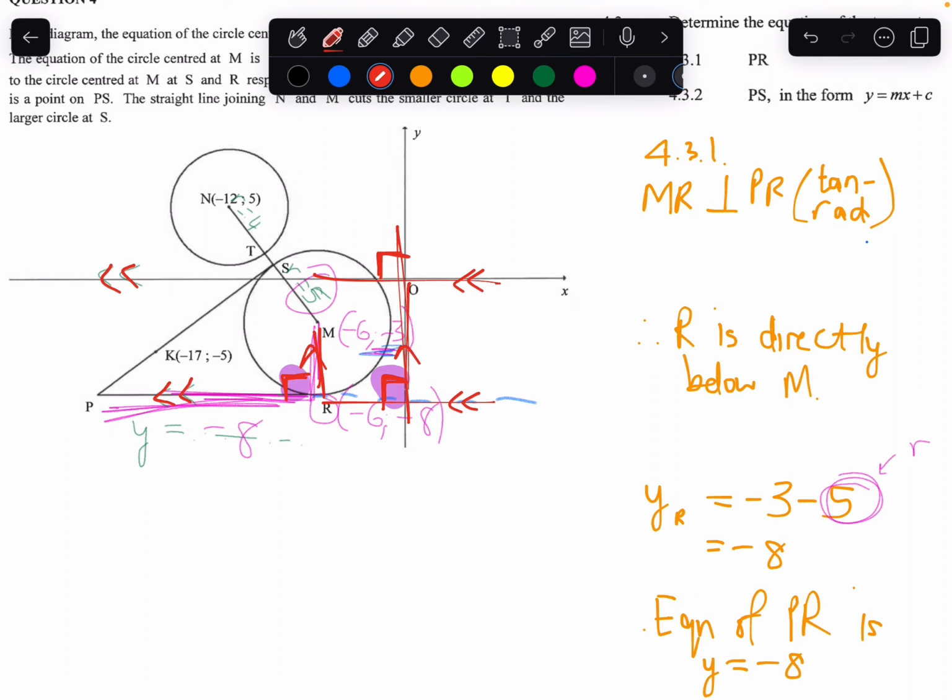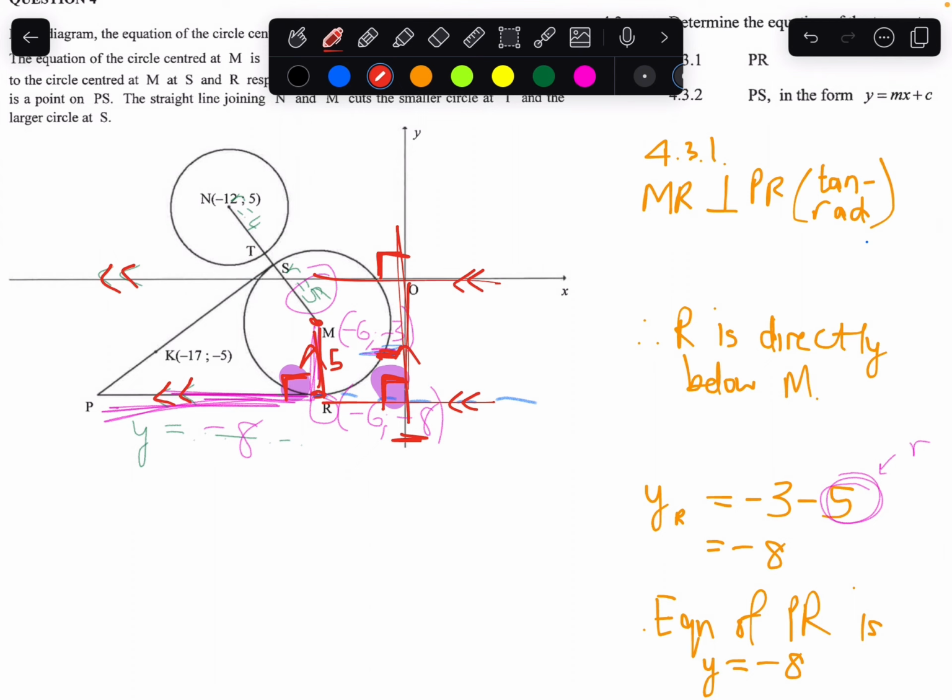And so therefore, M and R will share the same x coordinate, and then the distance between them will be determined by the change in their y coordinates. So if we know that our radius is 5 units, then we know that R is 5 vertical units below M, and that's why we're able to say the y coordinate of R is just -3 minus 5.